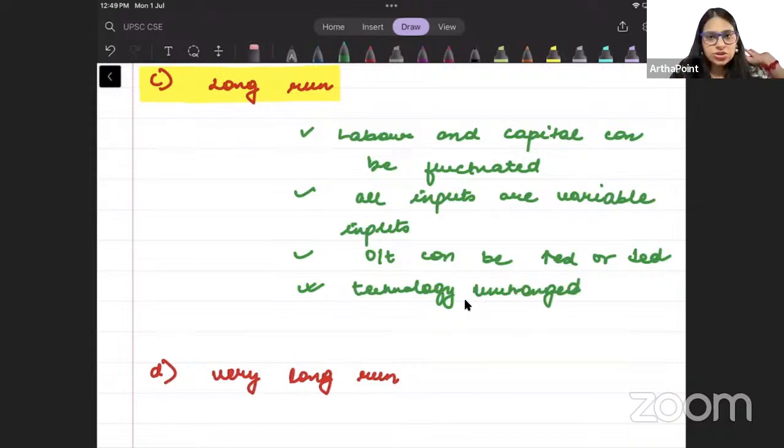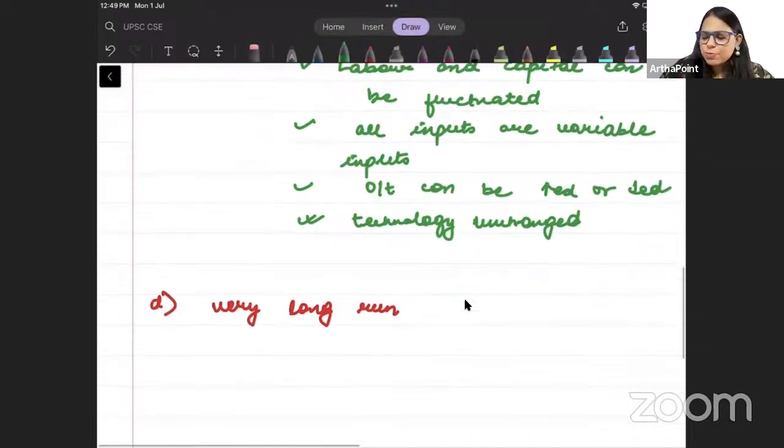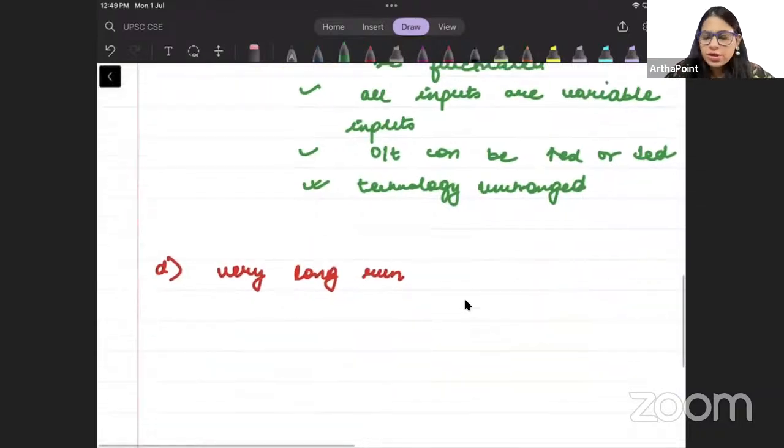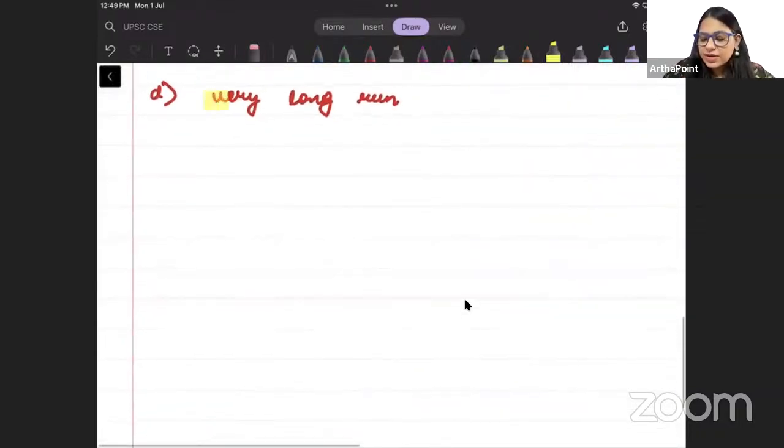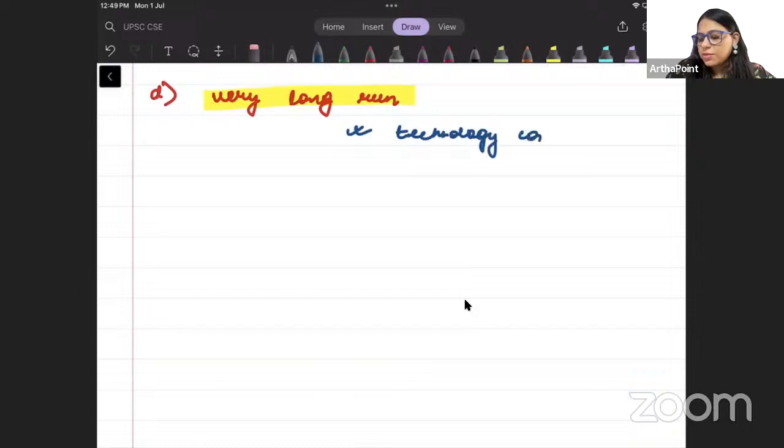Technology is unchanged. Okay. The last part is very long run. उसमें सब कुछ same है. Whatever I have written in long run, but the only thing that now changes is that technology can be altered. So now I can go ahead and I can change the technology also. That's the only difference in very long run period.